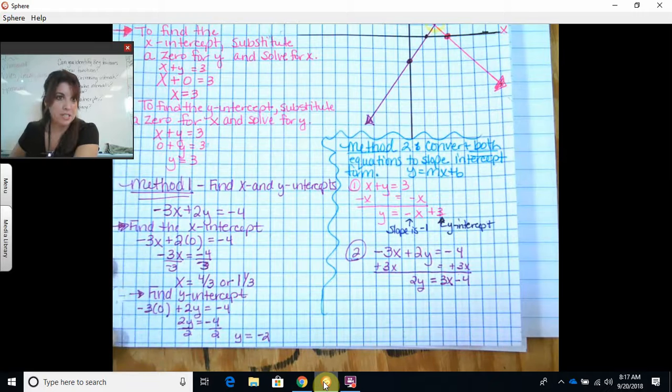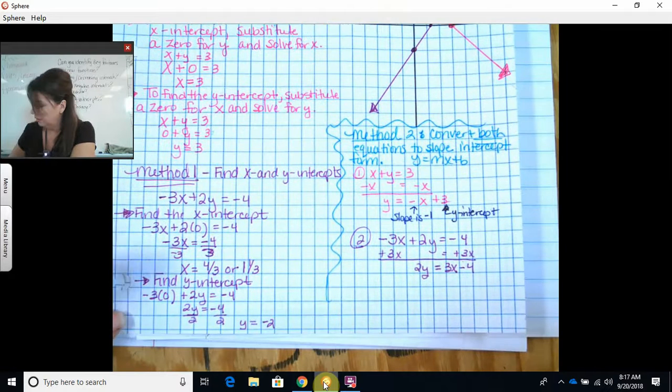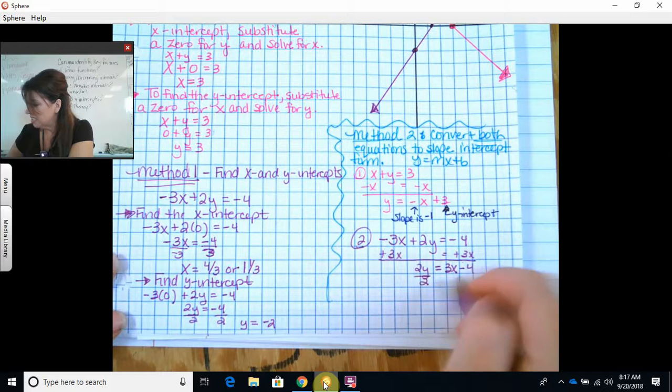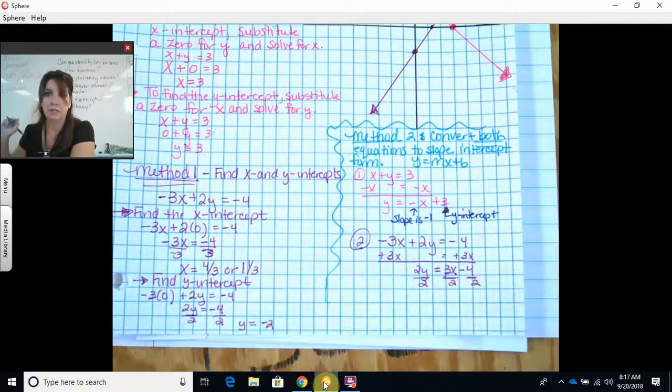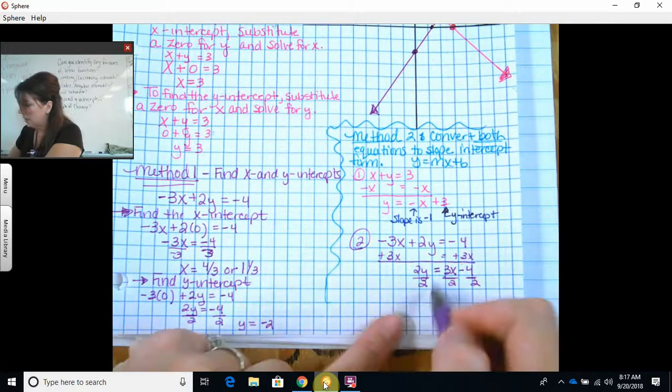Am I finished? No. What do I do now? Divide by 2. And since I want to graph this, you know how we can do one big line over 2? But since I'm graphing it and I want to easily see what my slope and y-intercept is, I'm going to do them separately. So 2y divided by 2 is y.